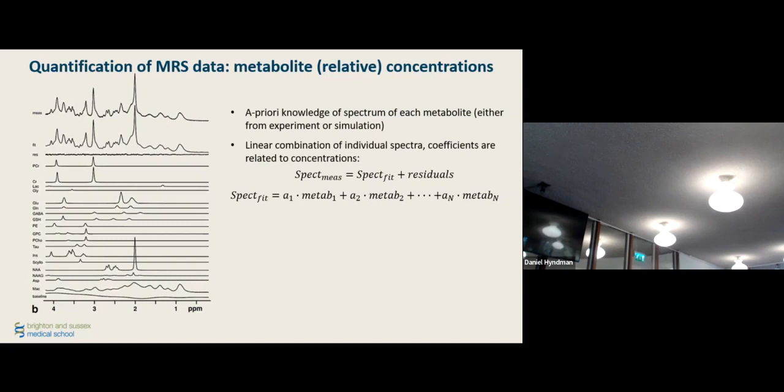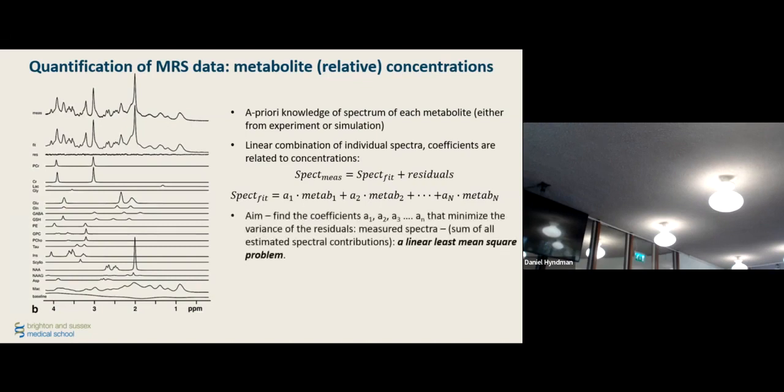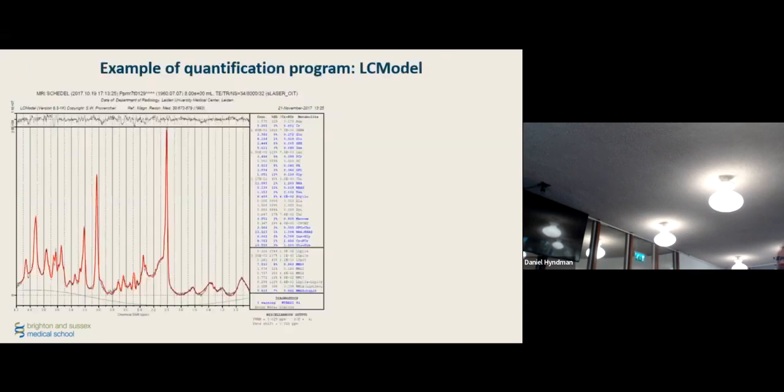All we need to solve is how much of each metabolite we have. These are the coefficients, A1, A2, and so on, all the way to AN. So this is the aim, to find the coefficients of this linear set of equations. So this is essentially a linear regression type of problem. And this is why a program that I will show you in the next slide is called LCModel, linear combination model. Okay? So once we define those coefficients, these are the coefficients that we're interested in because these are related to the metabolite concentrations.